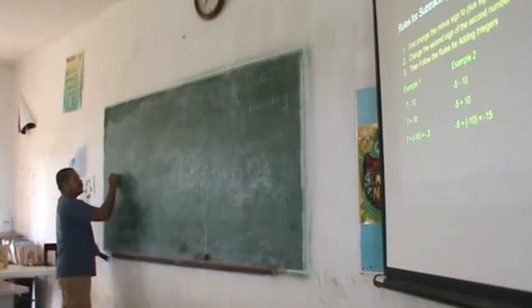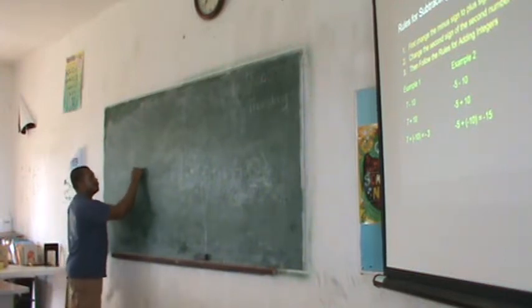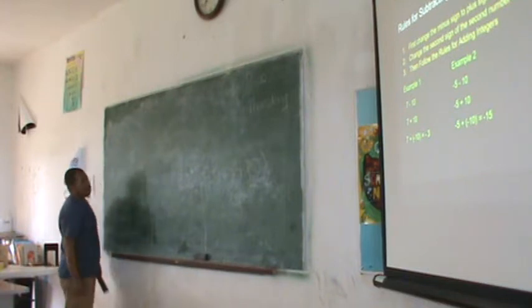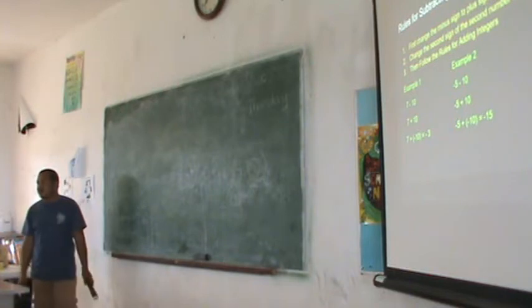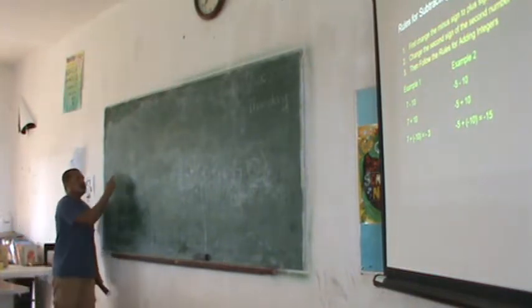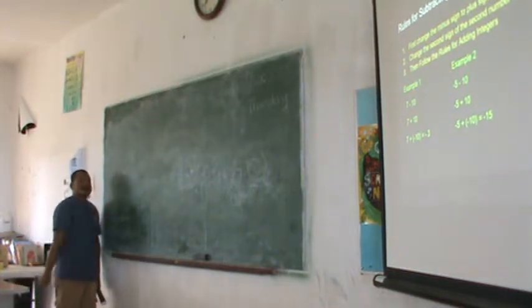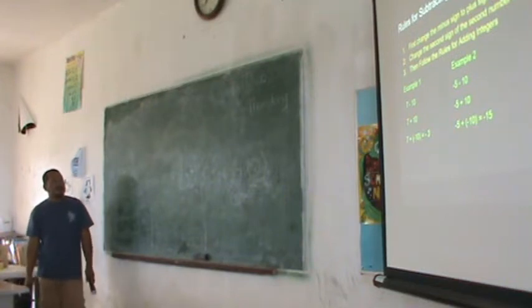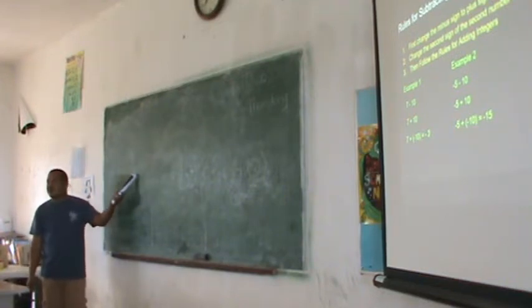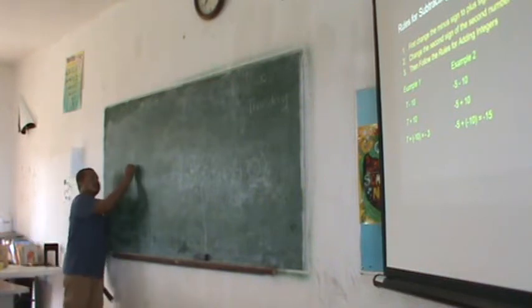Negative 7 minus negative 8. What's the first thing we do here? Change minus to plus, and then what's the second step? Change the second number to its opposite. What's the opposite of negative 8? Positive 8. Very good.